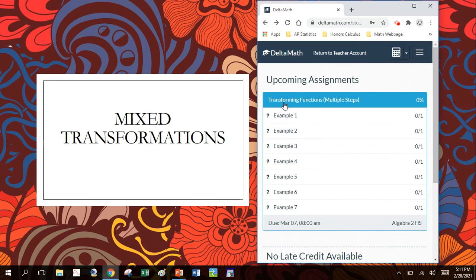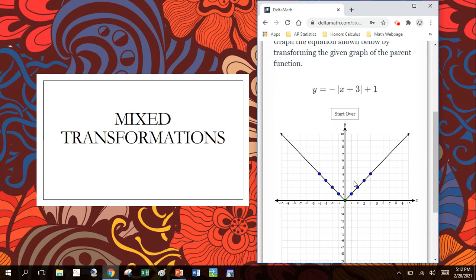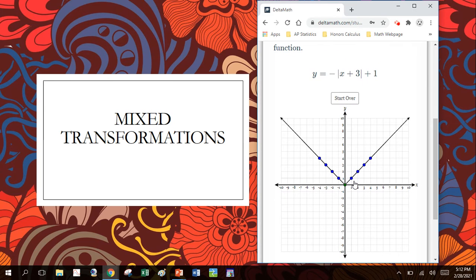All right, now let's take it up a notch. Let's add more than one transformation. Here we have an absolute value function. If we look at this, we've got a negative in the front, we've got a 3 on the inside, and a 1 on the outside. So we've got three things going on. We're going to be reflecting the function over the x-axis, and we're going to be moving this function 3 to the left and 1 upwards.